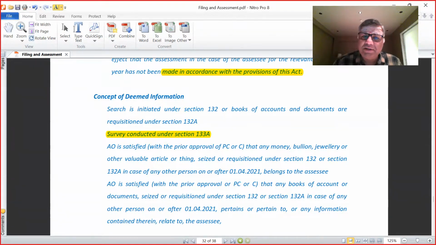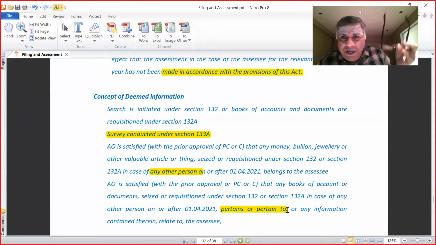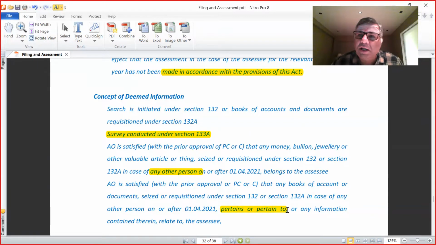Survey conducted under 133A. The AO is satisfied that any money, bullion, jewelry or other valuable article seized or requisitioned in the case of any other person pertains to some other person, books and documents. Normally I will have information either from the department or from C&AG. Sometimes I need not have information from the department. What are all the cases? Deemed information: search and seizure of you and or another person, and survey provisions under 133A.